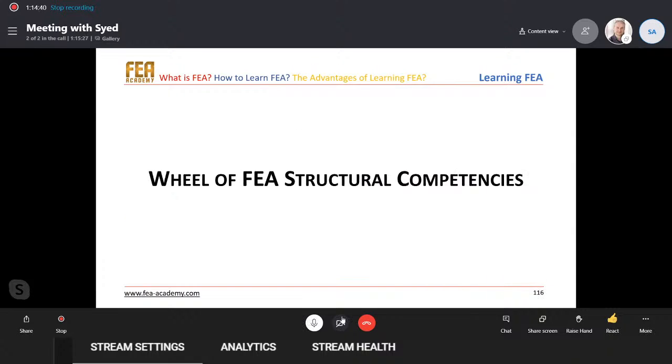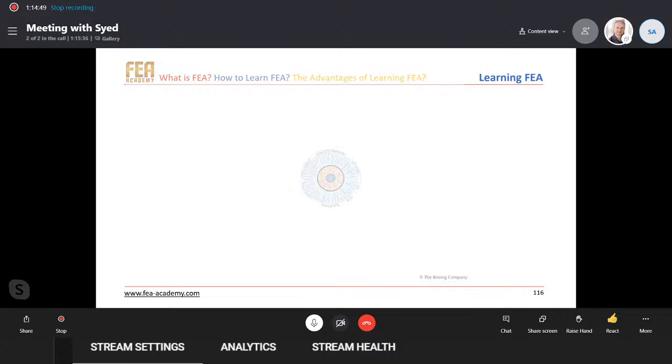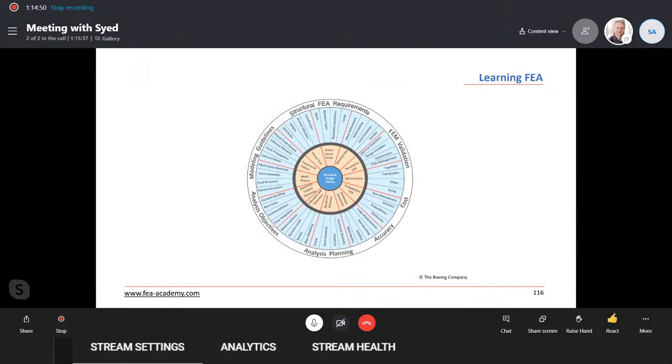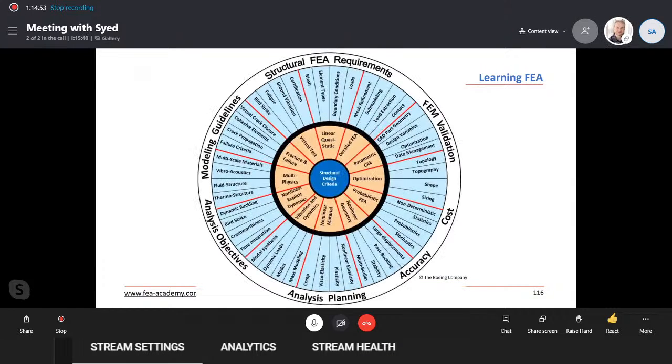So before going to the advantages of learning FEA and concluding, let me present you the wheel of FEA structural competencies from the Boeing company. This graphic shows you all the competencies you need to have to master structural design, the different structural design criteria.